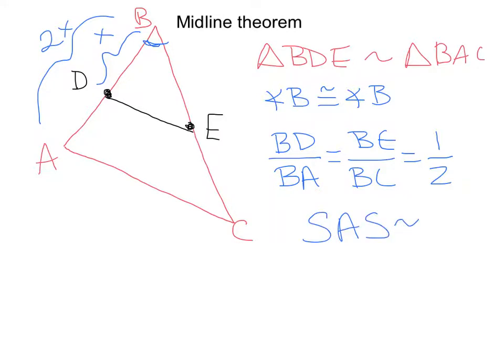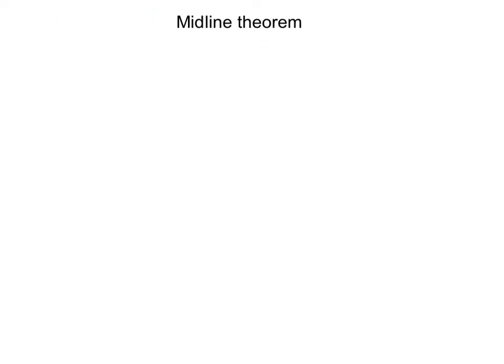If these two are similar, then the relationship between DE and AC, the third sides, also has to have the same proportion, which is 1 to 2.